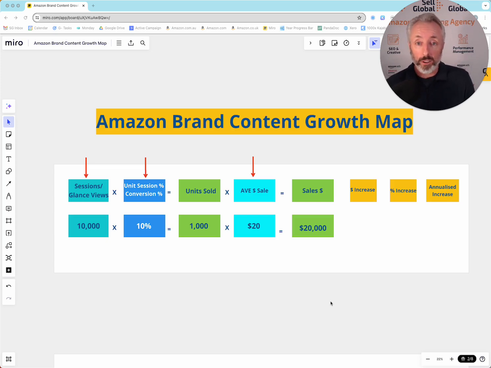Now, you might have a lot of SKUs, or you might not have many. You might have 10 or less. This applies the same for you. But now I've got an example here of the maths, and there's three key input areas.